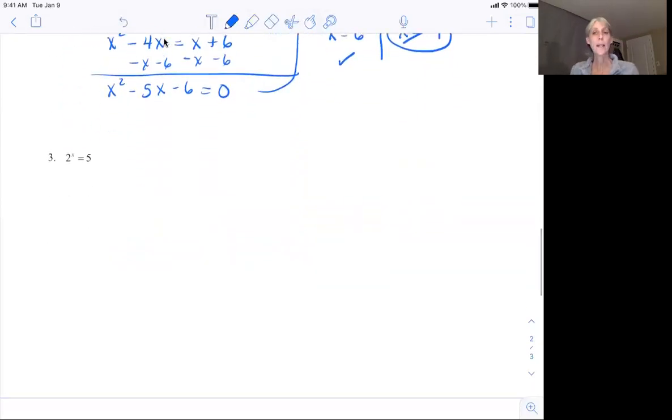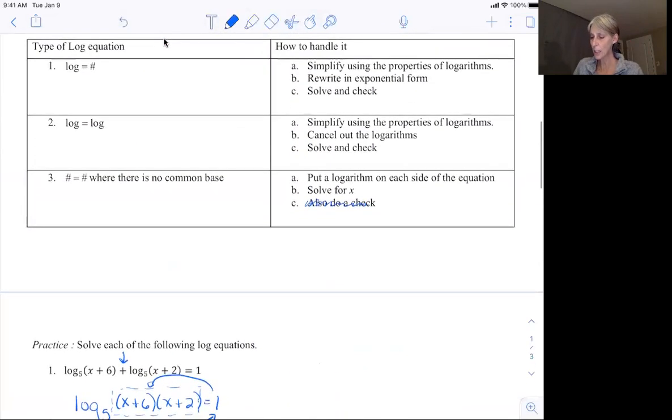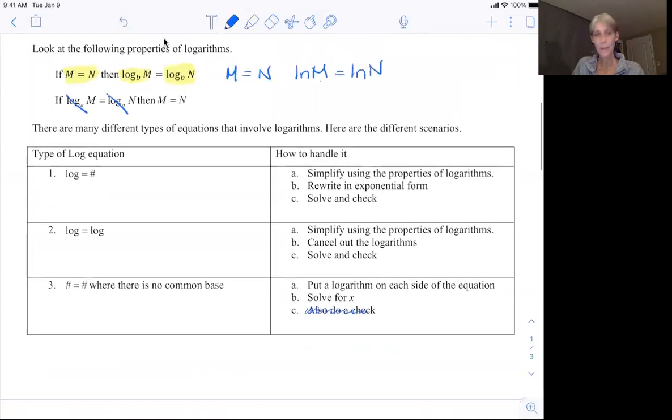So now this third example, 2 raised to the x power equals 5. Now, if this was 2 raised to the x equals 4, I'd be okay. I can rewrite it. But if you notice the 2 and the 5, they don't share a common base. I can't rewrite it with a common base. So instead, I'm going to use the property, right? Instead, I'm going to put a log on each side. If m is equal to n, then log base b of m equals log base b of n.